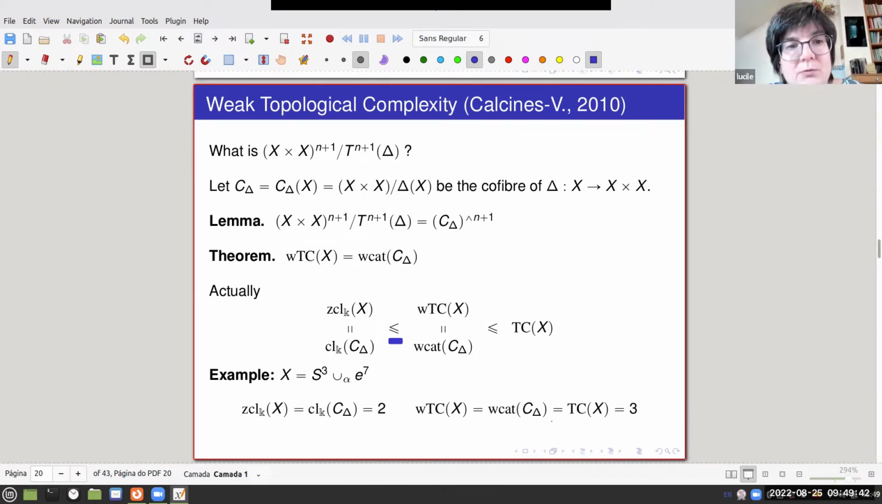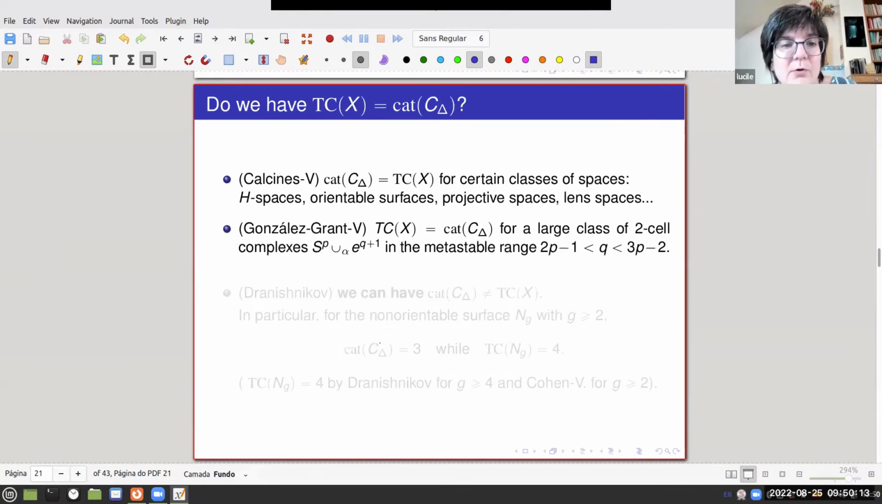Actually, with the work we did with Jesús and Mark with Hopf invariant, we can now give an alternative argument, which extends to a larger class of two-cell complexes. I will show you that later. Also, let me note that, when we see this global picture, the natural question was if TC of X is equal to the category of C_Δ. With Rose, we have proved that this is true for certain classes of spaces: H-spaces, orientable surfaces, projective spaces, lens spaces. Also with Jesús and Mark, we have seen that this is true for a large class of two-cell complexes which are in the metastable range, with p and q which satisfy this inequality.